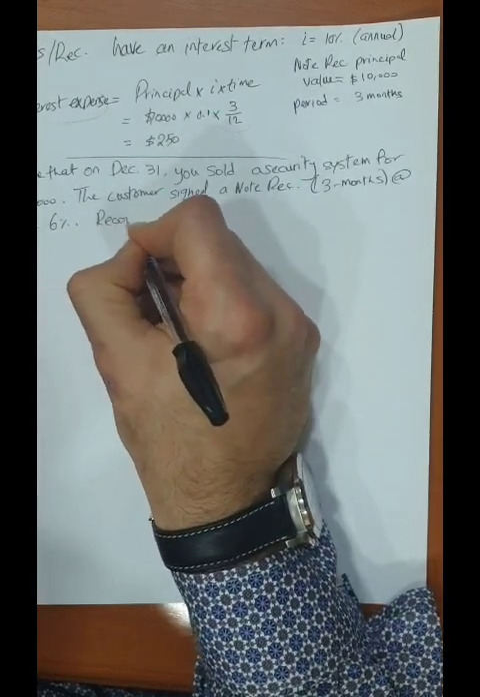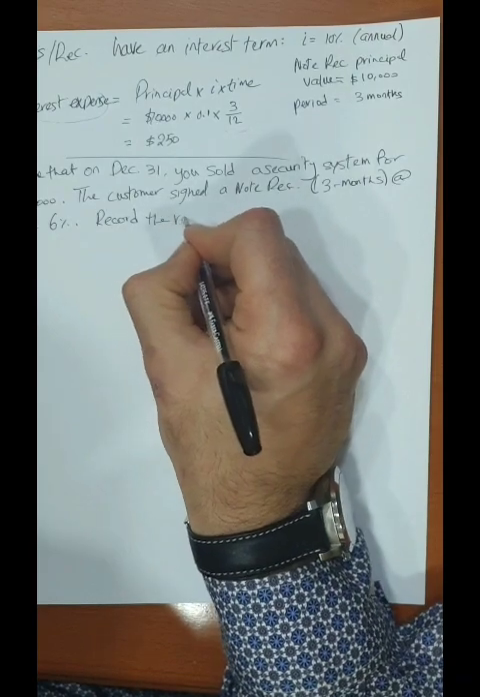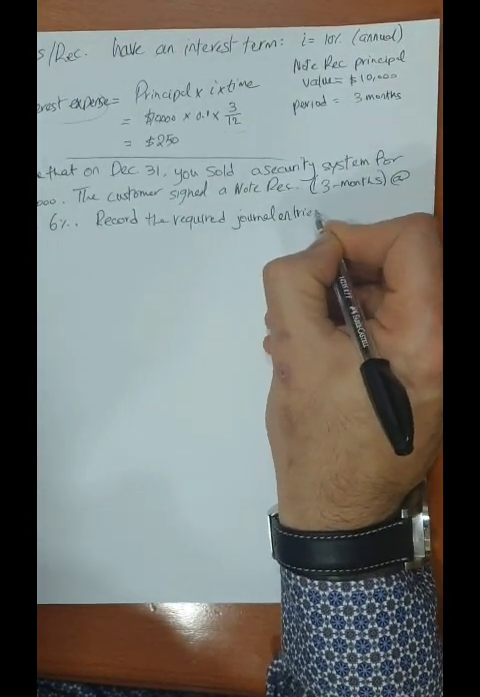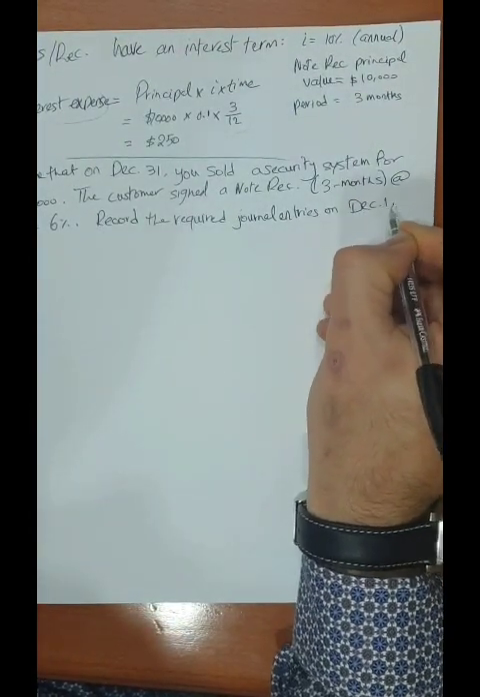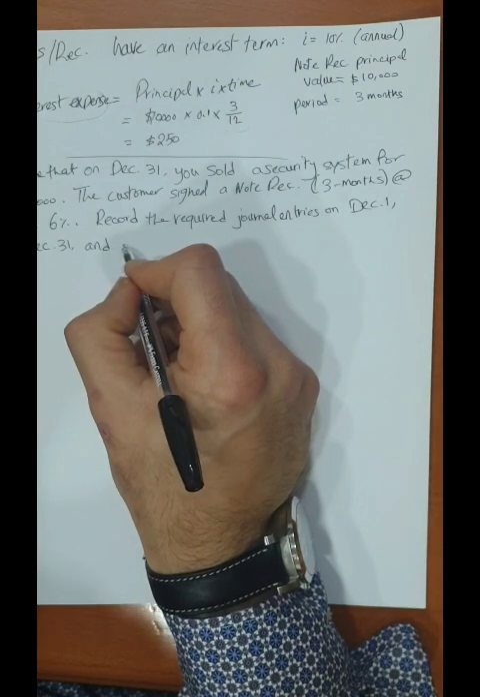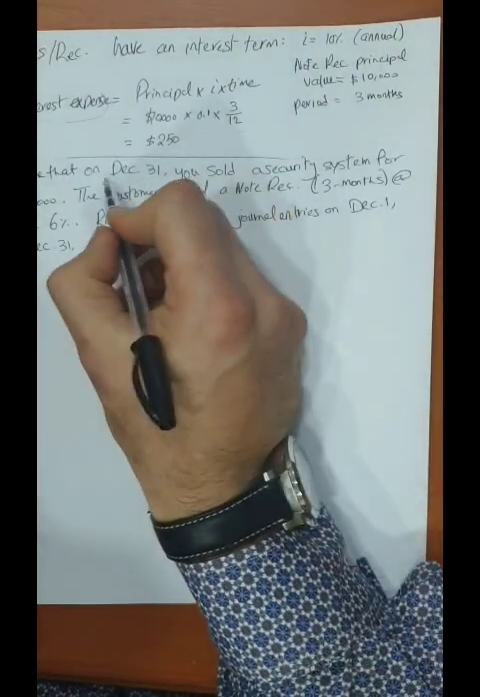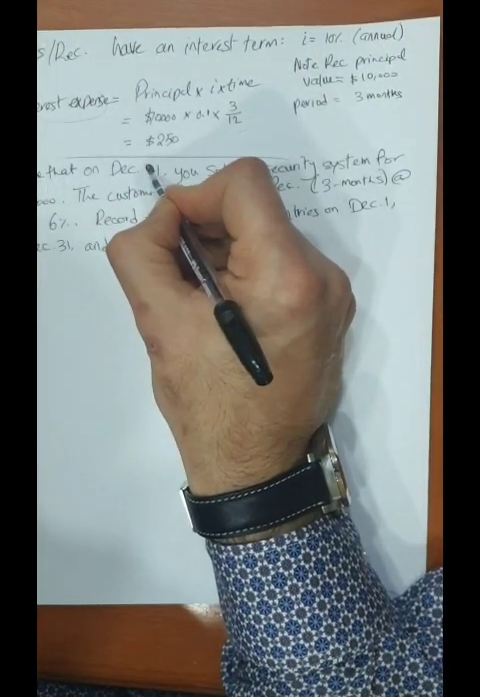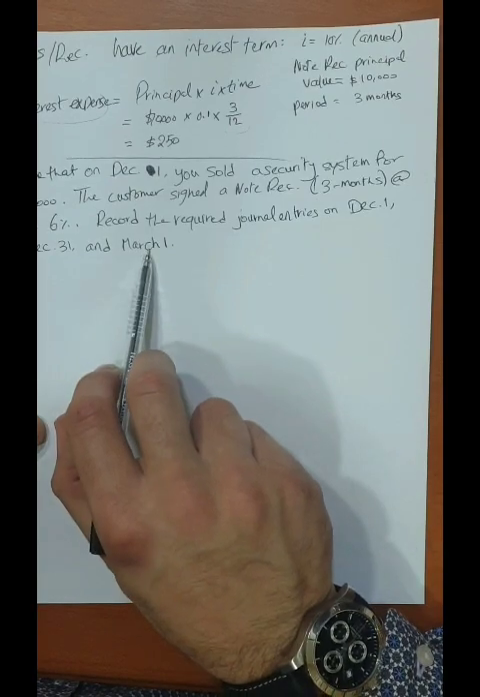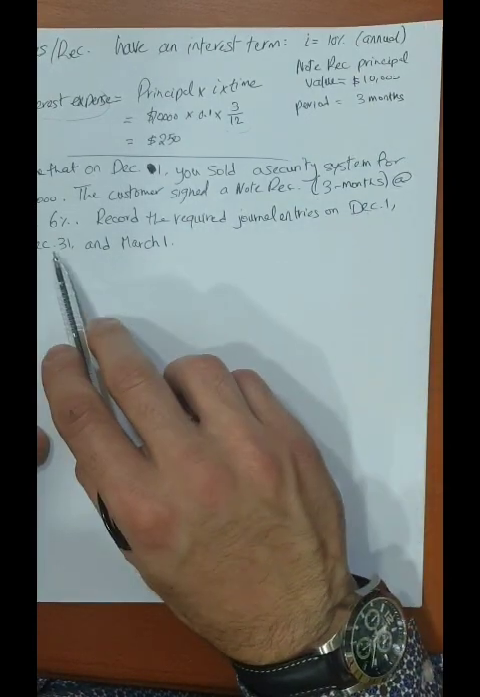The question asks, record the required journal entries on December 1, December 31, and March 1. I made a mistake here. This is assumed that on December 1, not 31. So on December 1, you sold the security system. You expect the customer to pay you back on March 1, right? After 3 months. So you need to record the journal entries on December 1, December 31, and March 1.